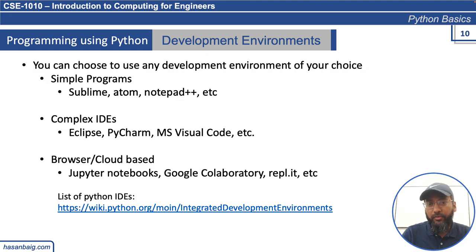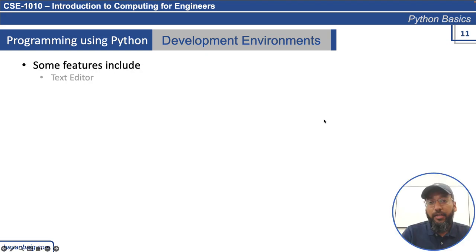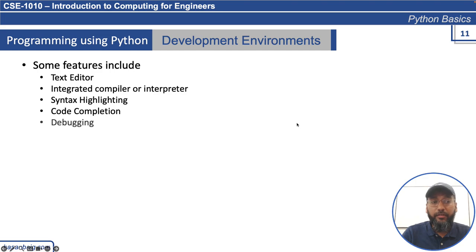Complex, powerful development environment features include a text editor, an integrated compiler or interpreter, syntax highlighting, code completion, debugging, integration, and plugins. You can have additional plugins for additional programming languages like Java or HTML, CSS, whatever.